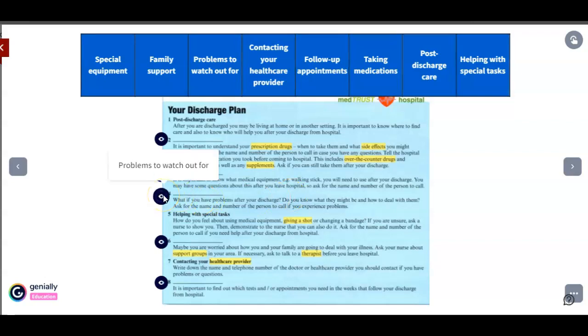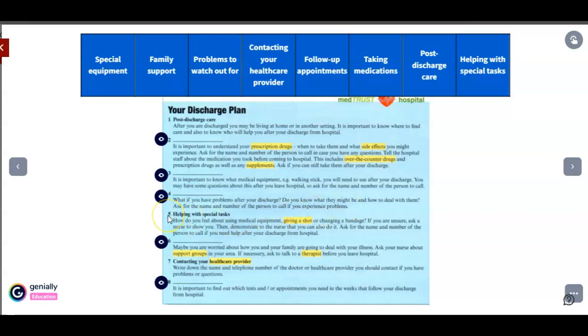The fourth element in a discharge plan has to do with the problems to watch out for. Okay, so what are these problems? You need to indicate them and how to deal with them. For example, what happens if the patient falls down, if the patient feels any pain, or something related to the situations that occur after leaving the hospital. So you need to ask for the name and the number of the person to call if experiencing problems. Don't forget that you need to give this information to your patient.